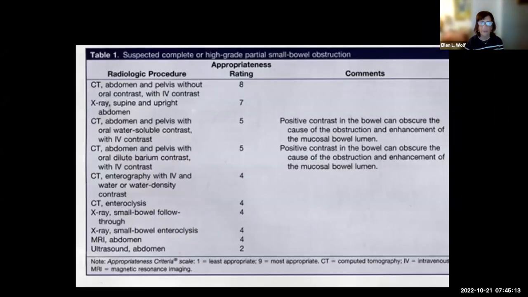So the ACR has come up with appropriate criteria for small bowel obstruction. This one is for complete or high grade. They give CT an 8, plain films a 7. Then again, there's controversy as to give water soluble or barium, or to give oral contrast at all. Here they say without contrast is an 8, and with contrast, oral contrast, that is, was a 5. And then other things have lower ratings.